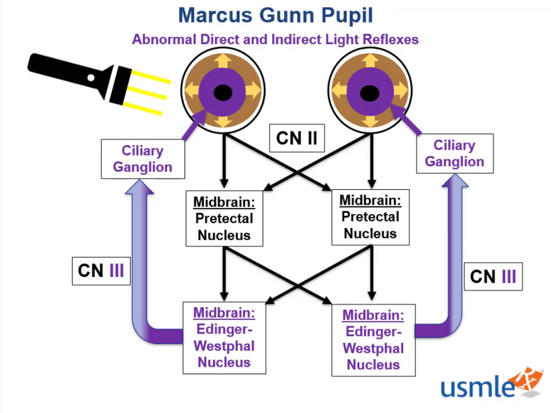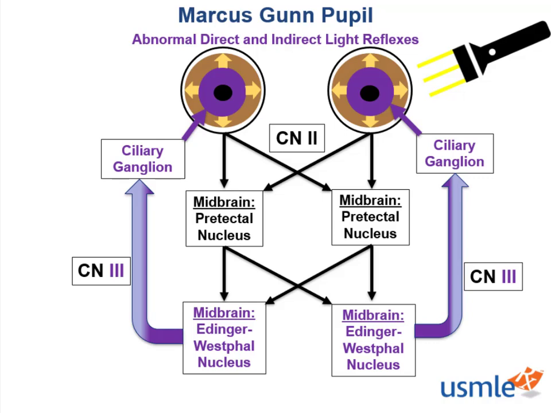Now, let me show you abnormal direct and indirect light reflexes within this diagram. This starts by swinging the light source to the other eye. If both pupils show relative dilation compared to the pupillary constriction that was just observed when light was shown into the other eye, this demonstrates a relative afferent pupillary defect. Commonly, this is due to a lesion in cranial nerve 2, the optic nerve of one eye.